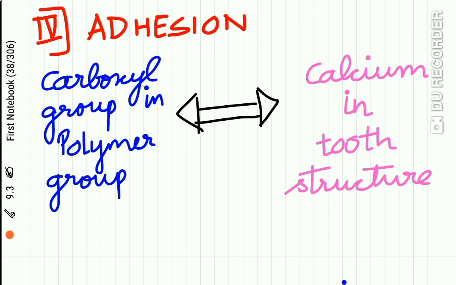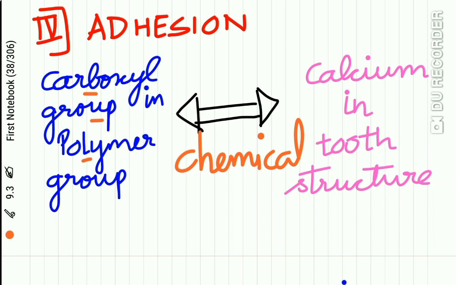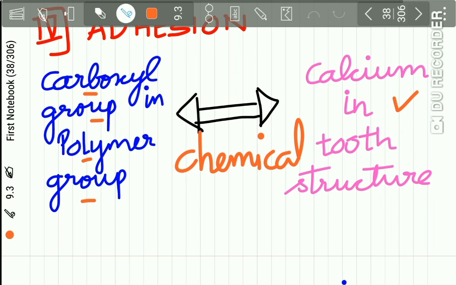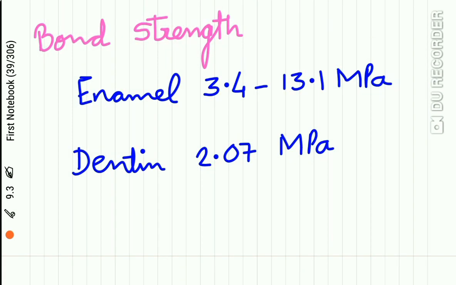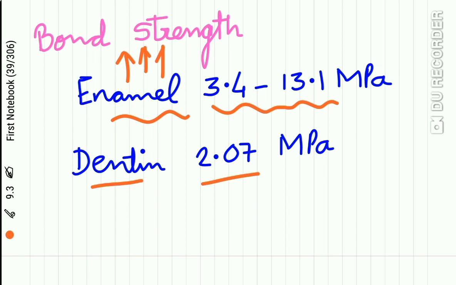Now the fourth property is that of adhesion. There is a chemical bond between the cement and the tooth. This chemical bond occurs between the carboxyl group of the polymer and the calcium present in the tooth structure. The bond strength in enamel is 3.4 to 13.1 MPa, while in dentine it is just 2.07 MPa. This is because of the high inorganic content of the enamel.